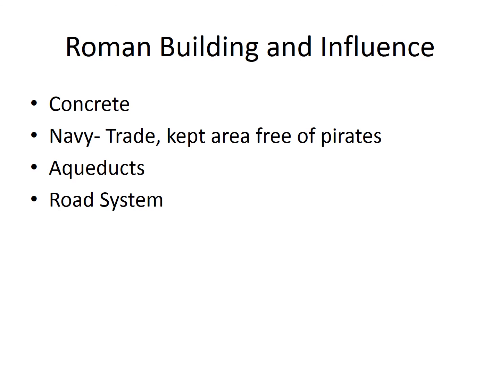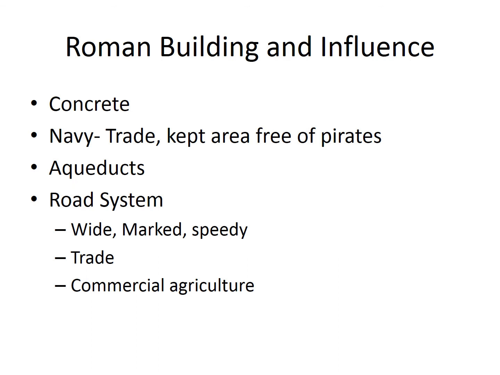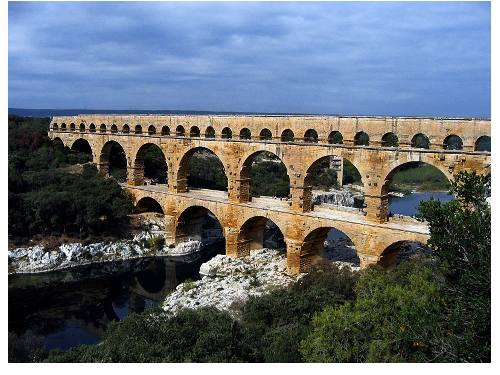There were all kinds of public baths throughout the city of Rome. There was a tremendous road system that facilitated the movement of people, goods, and ideas. Roman roads were generally wide. They were generally marked, meaning they had road markings, allowing for speedy travel, trade, and facilitating long-distance movement of goods and commercial agriculture. This is a look at a Roman aqueduct. It's in southern Europe.